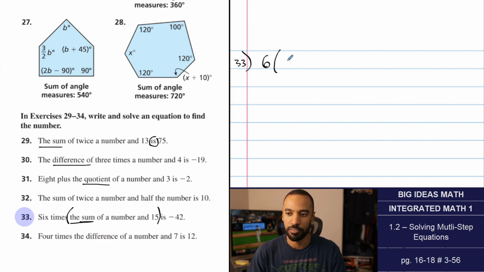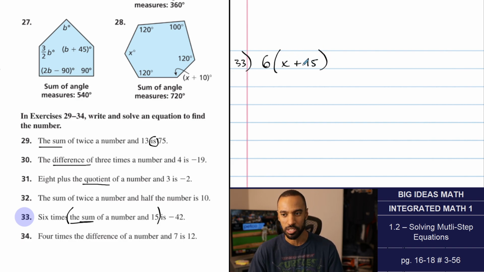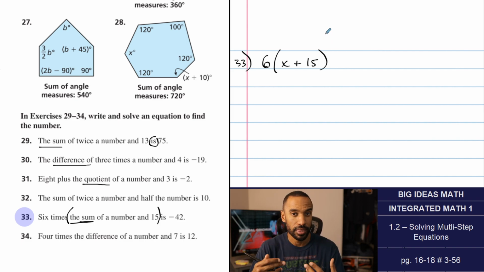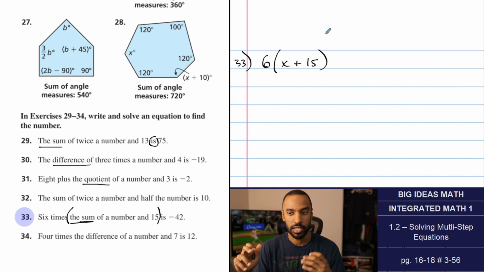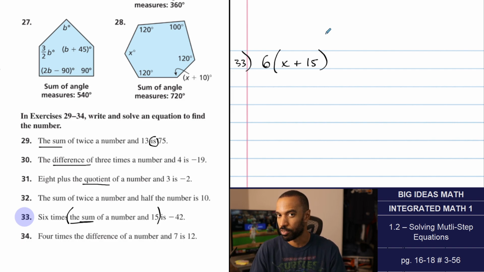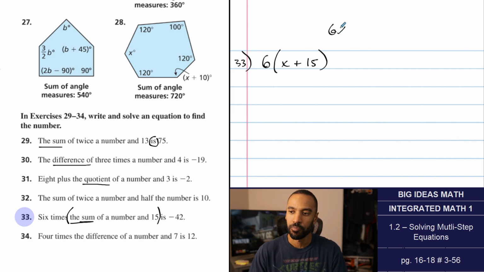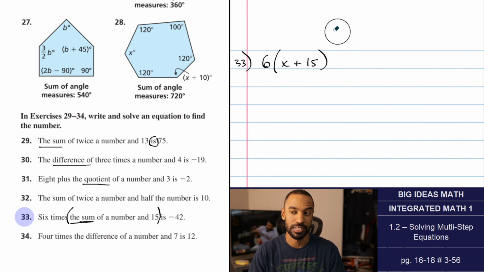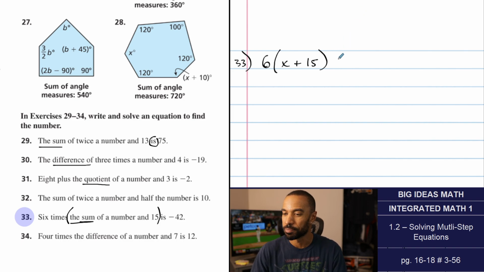We know that a number and 15 added together, or the sum of that, is them added together. We're doing 6 times the sum, guys. That means the sum happens first. First, meaning parentheses in order of operations. It's not just 6 times the number plus 15. If they wanted that, they would say the sum of 6 times a number and 15. They said 6 times the sum of a number and 15. Gets tricky. Now this is negative 42.